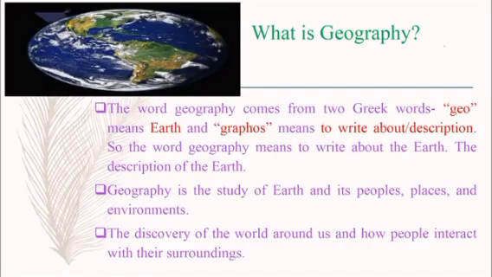First, let's see about what is geography. The word geography comes from two Greek words. Geo means earth and graphos means to write about or description. So the word geography means to write about the earth, in other words, the description of the earth. Geography is the study of earth and its peoples, places and environments, the discovery of the world around us and how people interact with their surroundings.